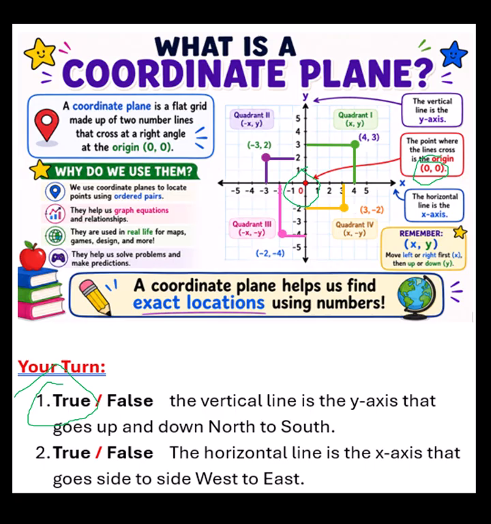Number 2, the horizontal line is the x-axis that goes side to side, west to east, or east to west, whichever one you need to look at first when you're doing the ordered pairs. Is that true or is that false? That is true. Excellent job.